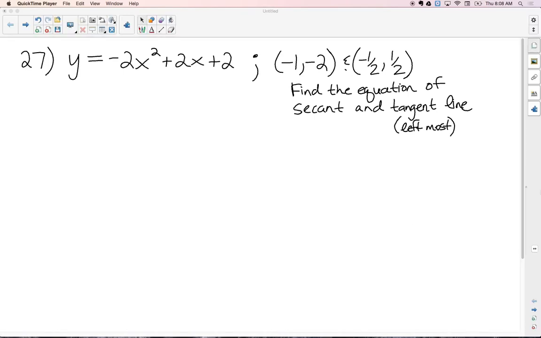Look at number 27. It's y equals negative 2x squared plus 2x plus 2, and you have the 2 points, negative 1, negative 2, and negative 1/2, 1/2, and you want to find the equation of the secant line and tangent line. Now remember, you're going to need two things when you write an equation for a line, okay?